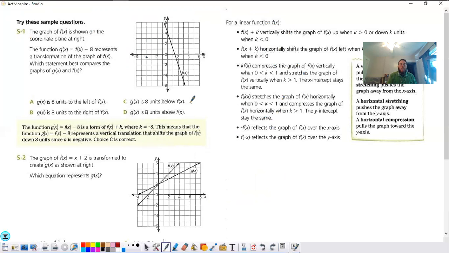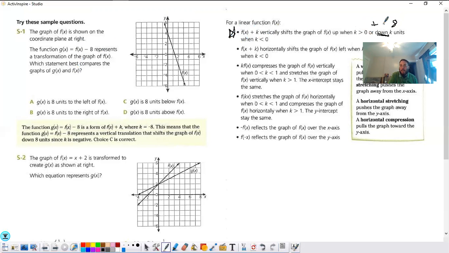The function g of x is f of x minus 8, which represents a transformation of the graph of f of x. Which statement best compares g of x and f of x? So if we're doing the whole function and then subtracting from it, we're actually looking at f of x plus k, because subtraction can always be written as addition. So we're really adding -8, or moving it down 8 units.